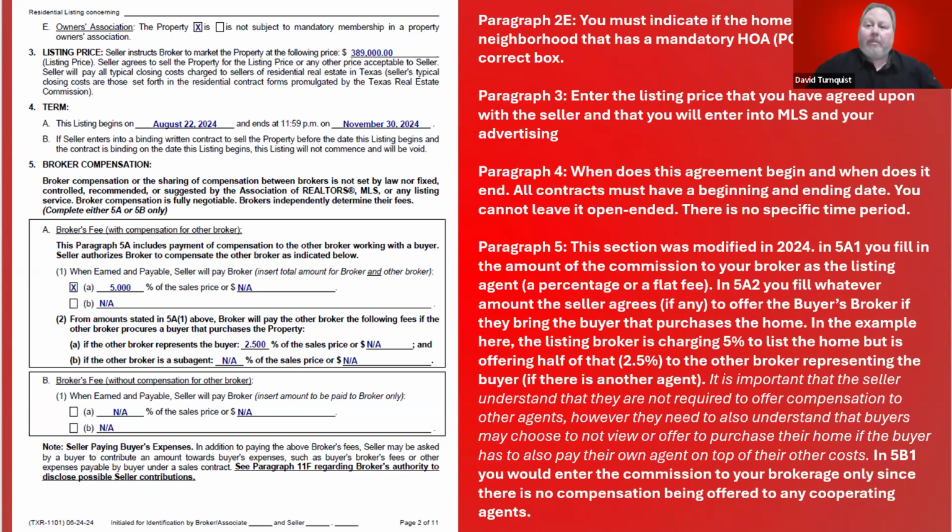And then you've run the comps for the neighborhood, and you've discussed all this with your seller, and you've arrived at this list price. So in this case, it is $389. Oh, sorry about that. This thing, there we go.